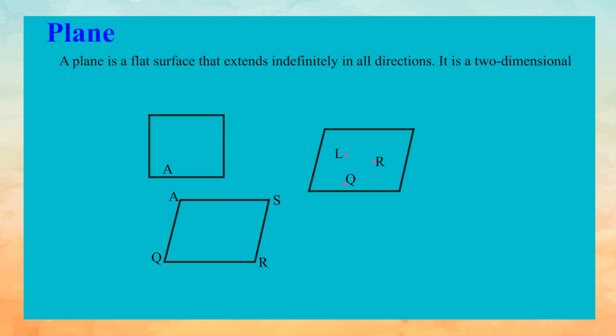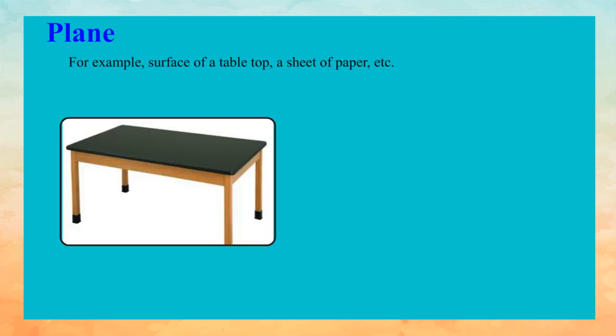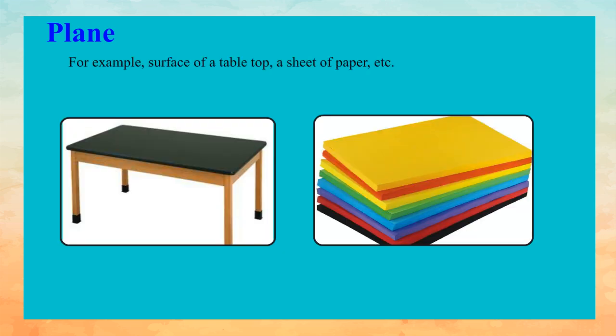Plane. A plane is a flat surface that extends indefinitely in all directions. It is a two-dimensional concept. For example, surface of a tabletop, a sheet of paper, etc.